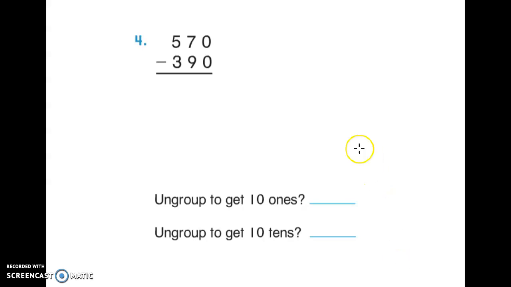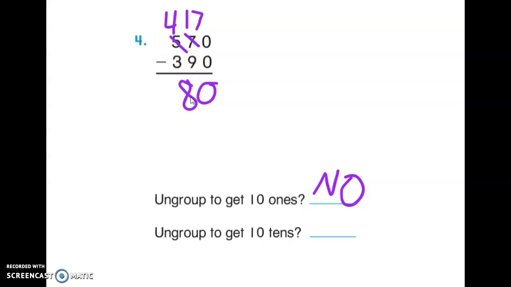Again, we have 2 zeros in our ones, so we don't have to ungroup anything, it's just 0. I can answer that first one right now. Nope. Moving on to our tens. 7 take away 9. Can't do it, so I have to borrow from the 5. My 5 becomes a 4. 7 becomes 17. 17 minus 9 equals 8. And 4 minus 3 equals 1.